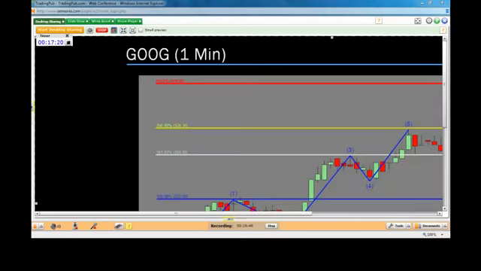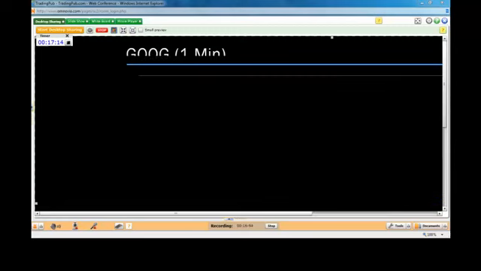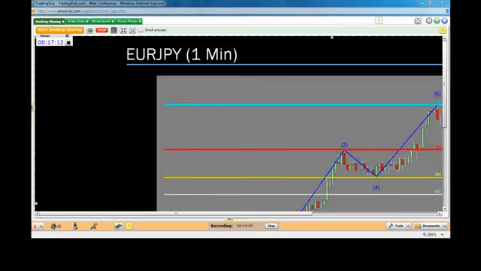Here's Google 1-minute chart, exactly the same concept, 5 waves collapsing from 200 level. Euro Yen 1 minute, nothing changed, doesn't matter if it's Forex or stocks. Fibonacci waves, corrective wave 4, collapsing from 2618, finding support at 200 level.